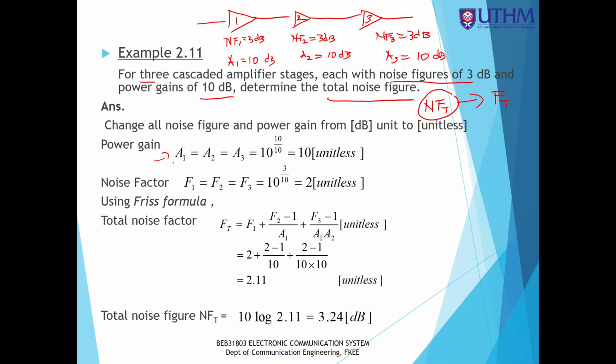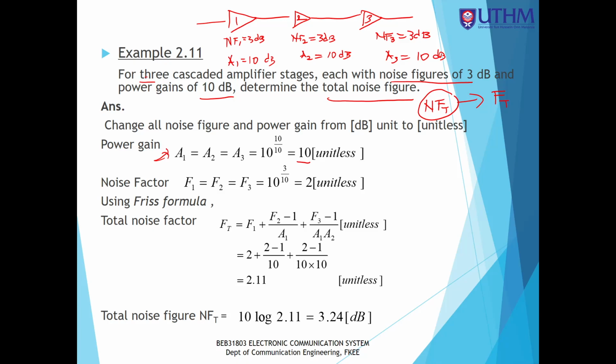Okay, so in order to use the Friis equation, we need to find the parameters in terms of unitless. So the gain in terms of unitless: A1 equal to A2 equal to A3 equal to antilog of 10 dB. Okay, antilog of 1 you get 10. So try to use your calculator. 10 divided by 10 you get 1. Antilog of 1 you get 10.